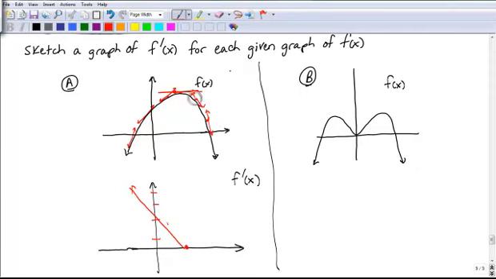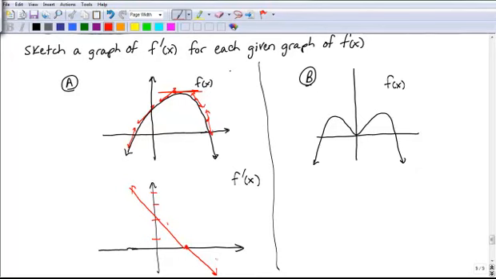Now if I look here, the slope of the tangent line there is negative. It's a small negative number. And as I move to the left, the slope of the tangent line gets more negative. It gets to be a bigger negative slope. So as I move to the left, the slope of this line gets to be a bigger and bigger negative slope. So this is a graph of the derivative of that function.